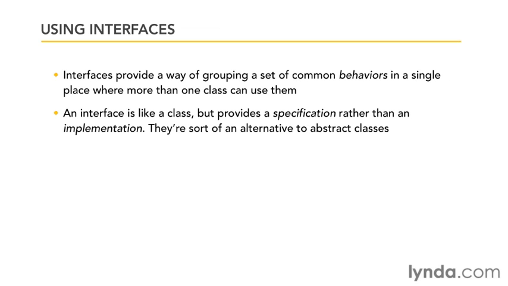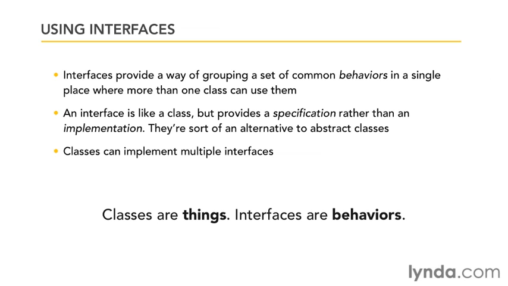And you can think of interfaces as an alternative to using abstract classes. One of the nice things about interfaces is that classes can implement multiple interfaces. Now, C# doesn't have the notion of multiple inheritance like some other languages do, but classes in C# can implement multiple interfaces. One of the best ways of thinking about interfaces as opposed to classes is that classes tend to be things, whereas interfaces tend to be behaviors.